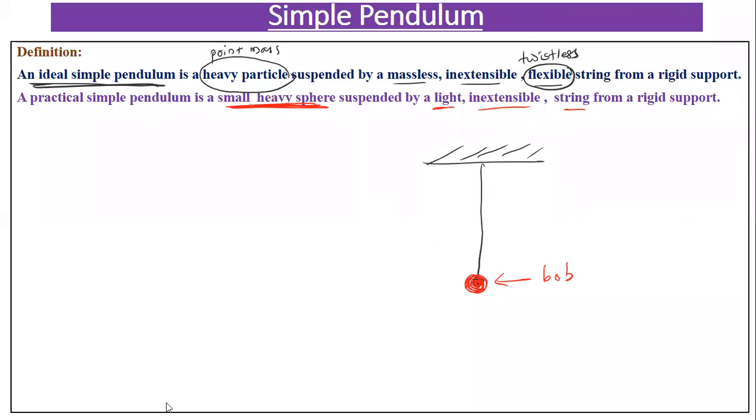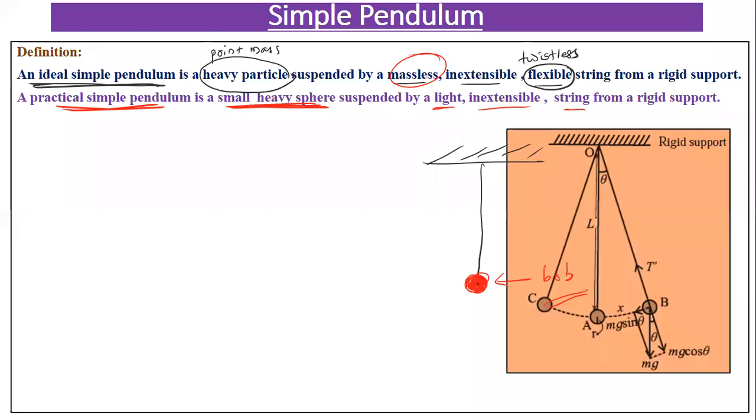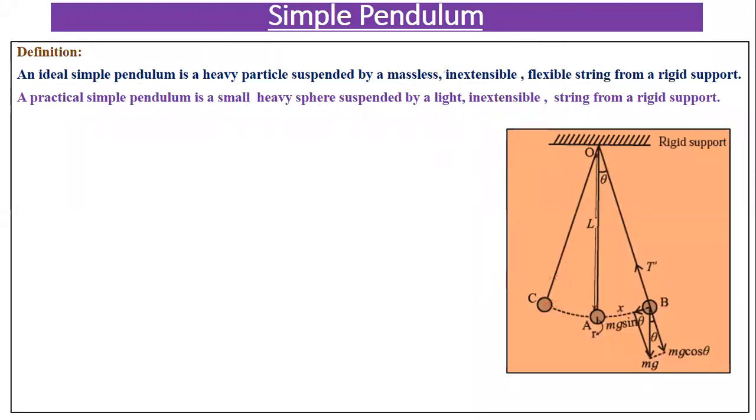Generally, practically a massless string is not possible. We cannot consider a massless string, so here the word massless is not used. Practically, instead of a heavy point mass, we are considering a heavy sphere or heavy bob. Bob means a metal sphere which is hung from a rigid support by a string. This is a practical simple pendulum. You can see the diagram here. This is the rigid support and this is a heavy sphere, or bob, which is hung from the support.